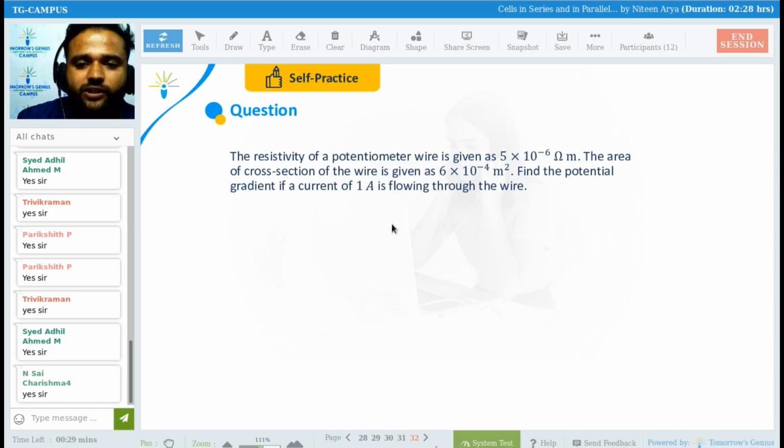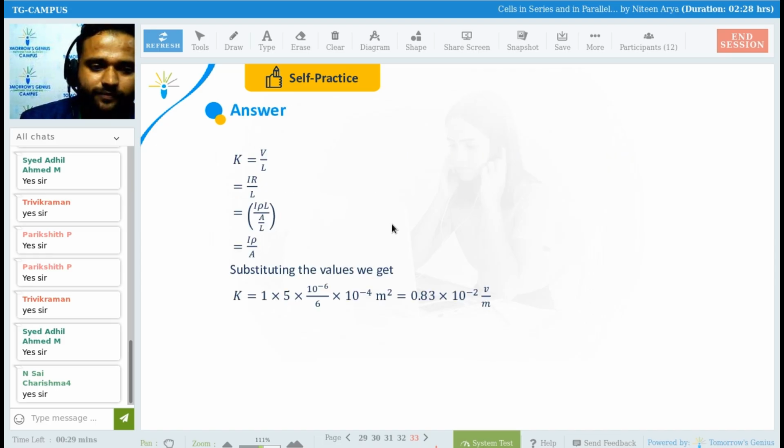Question. The resistivity of a potentiometer wire is this. The area of cross section of the wire is this. Find the potential gradient. Now, potential gradient is V by L, if I'm not wrong. You can find the potential gradient as V by L. I am correct. So everything is given to you guys. You just need to find the potential gradient.